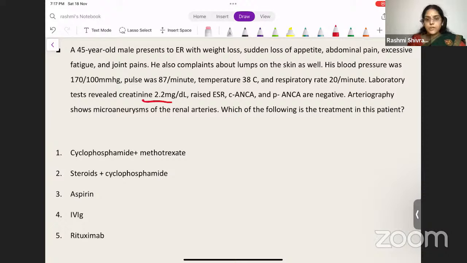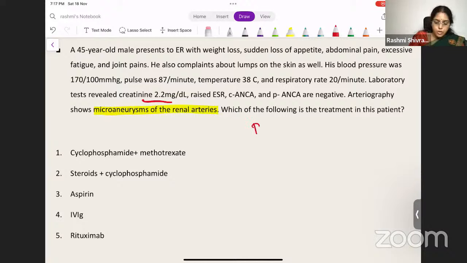Right? This is a straightforward question. I have given you the clue word also in the question. So I would like all of you to identify what the disease is first. Let us repeat the key points again. We have weight loss, sudden loss of appetite, abdominal pain, excessive fatigue, joint pains. There are lumps on the skin. BP is elevated. Renal involvement is there, so the creatinine is elevated, the ESR is elevated, and there are microaneurysms of the renal arteries. So, microaneurysms of the renal arteries, what do you understand?